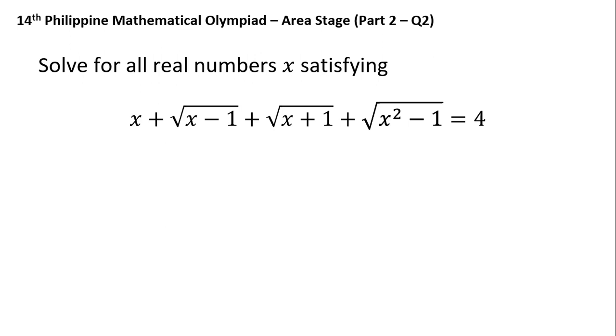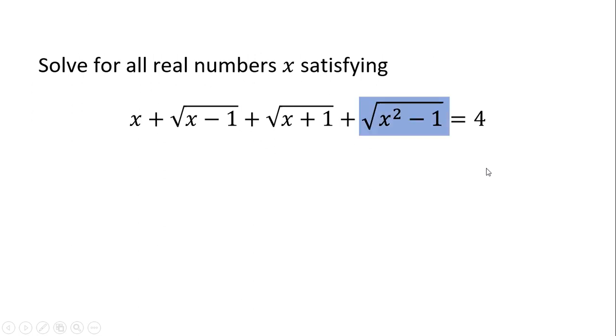To get started, let us determine the domain. Let us check the values of x that can be admitted for each term. Take note that the expression under the square root must be non-negative. Let us start with the square root of x squared minus 1. We need x squared minus 1 to be greater than or equal to 0. So, x must be less than or equal to negative 1 or greater than or equal to 1.